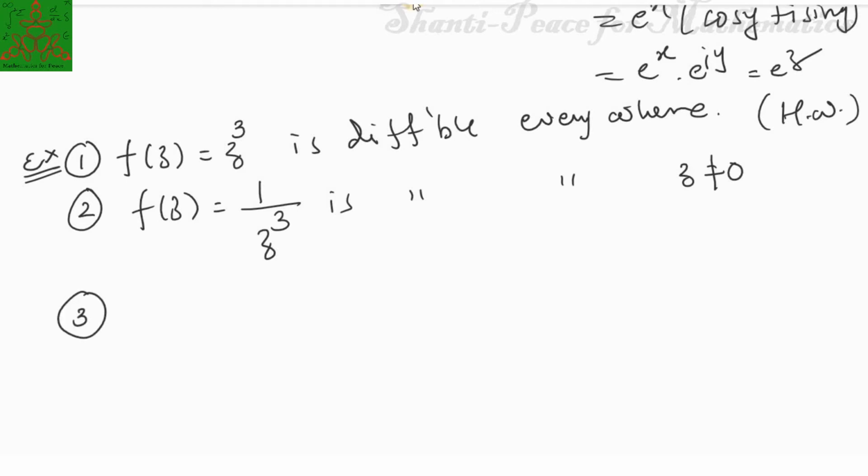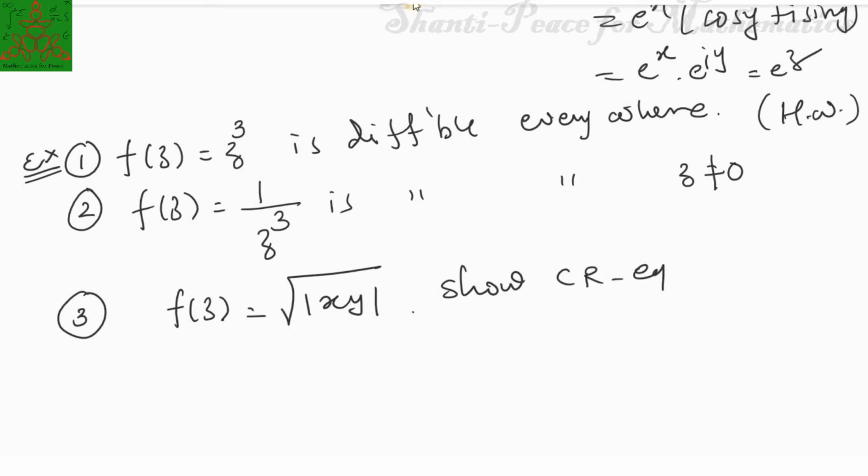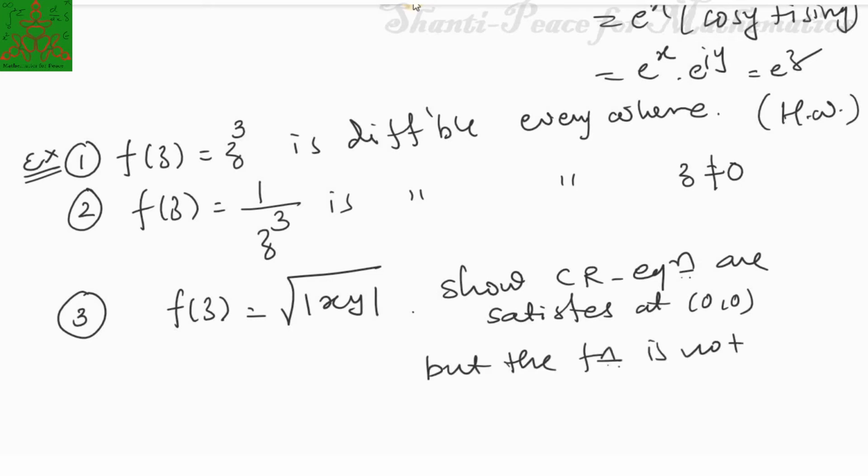Third one that I am giving you as homework, but with that homework I'm also explaining one more thing here. So if you have f of z, which is the square root of mod of x y, then CR equations are satisfied at 0, 0, but the function is not differentiable. One example of such type we have discussed in my previous video also, that is z bar square upon z. This is the example we have discussed, where the CR equations are satisfied but the function is not differentiable, which is the converse of the sufficient condition. So this is also the same kind of example. So try for these three examples.